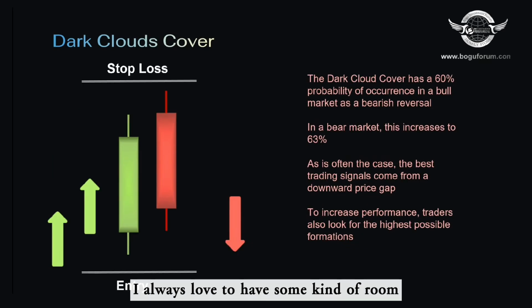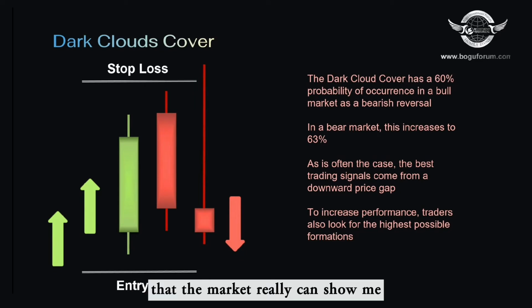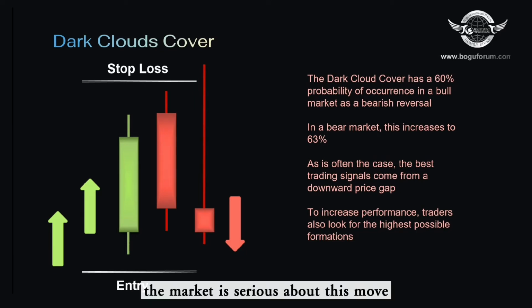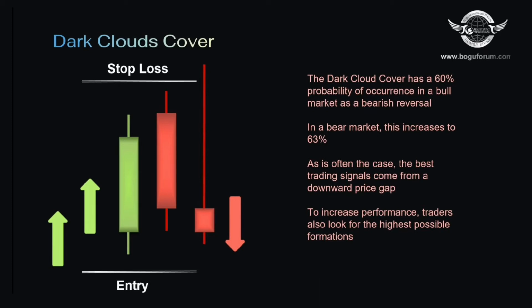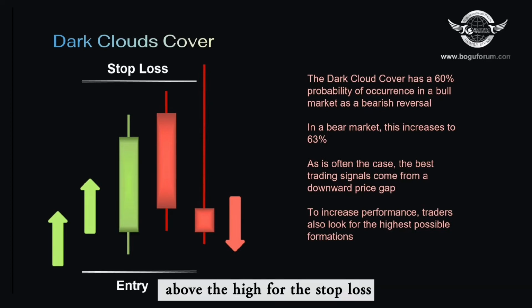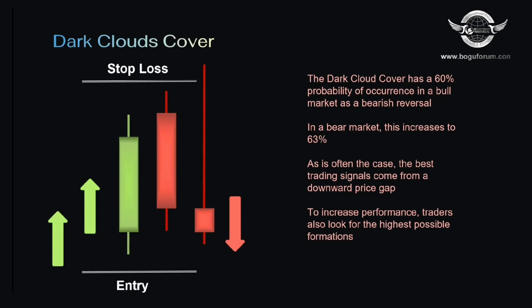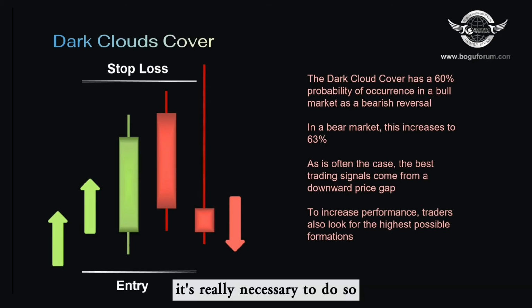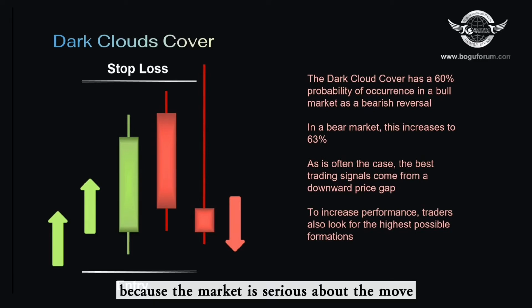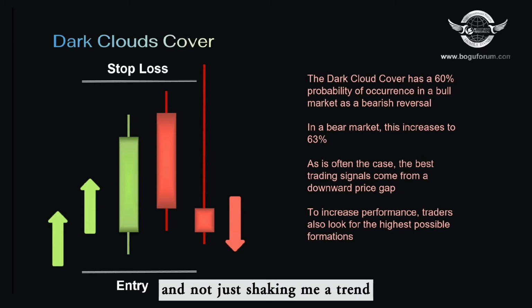I always love to have some kind of room, so the market can show me and prove to me that it is serious about this move and about the reversal. So I have a little buffer, a little bit of space, let's say 1, 2, 3 points, beyond the low and high for the stop loss. I want to make sure that the moment I enter, the market is serious about the move and not just shaking me out of a trade.